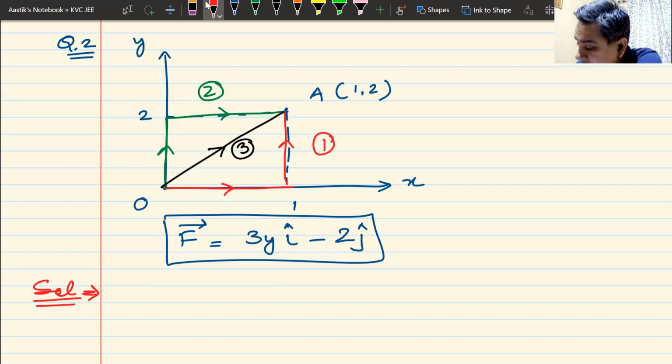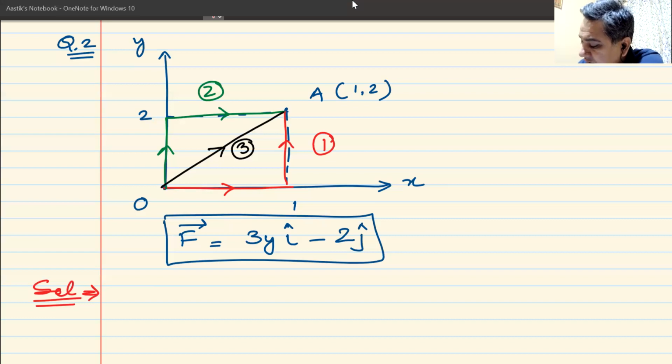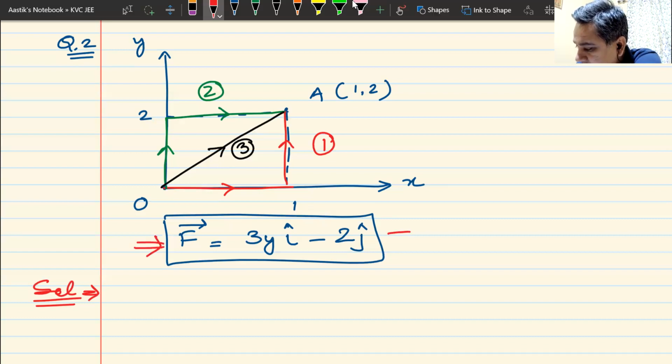Okay, the first step would be to find out whether the given force is conservative or non-conservative. What is the answer? Is this force conservative or non-conservative? You'll have to do a check. And here there is no term of k. Z is missing, so you don't have to do the check of z. So instead of 3 checks, you only have to do 1 check.